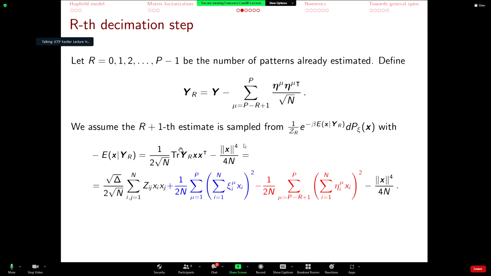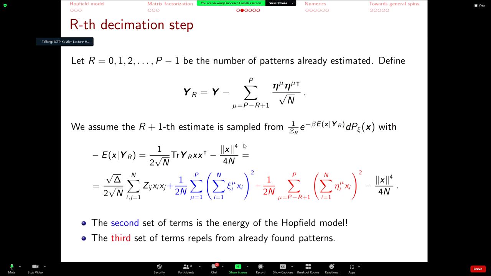It is important to display it for different reasons. Well, the first one is that it's rather easy. It's the trace of Y R against this X X transpose, basically, and these are n-dimensional vectors. There are many contributions, but the most interesting ones are the blue and the red. The blue one is the Hamiltonian, or the energy, as you like, minus the energy of the Hopfield model. So here we have the connection with the first part of the talk.